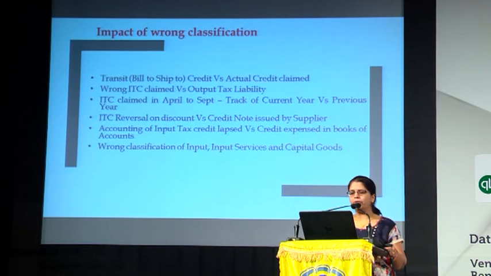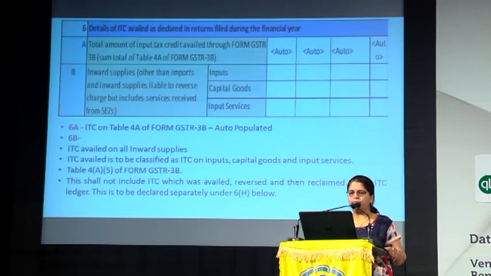So I think that way we have to see wrong classification of input services and capital goods. As I have already told you, GSTR 9 requires you to give the classification of input services and capital goods. And with the constraint of time, I don't have the information on how much credit is pertaining to inputs or input services or capital goods. So will it impact my GSTR 9 as an incomplete or defective return? Yes. So that way we have to see for wrong classification.